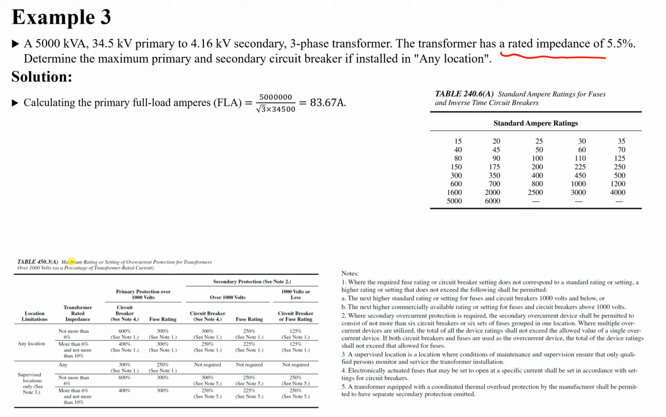You can see here, maximum rating or setting of overcurrent protection for transformers over 1000. What does over 1000 mean? It means if the primary is greater than 1000, use this table here. The previous one, 450.3(B), was concerned with less than 1000 volts, and this one is concerned with greater than 1000 volts. Here we have two classifications, supervised, and this is the explanation of what supervised means, and any location, the normal location, which is the non-supervised location. Those are the two specifications.